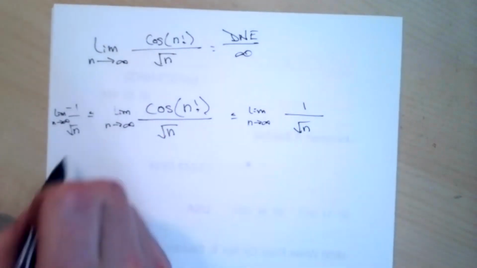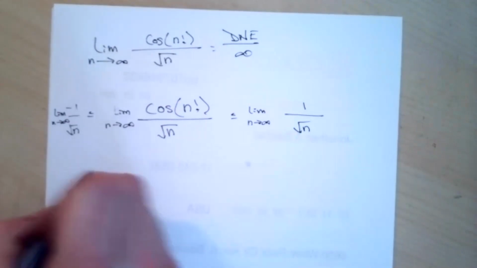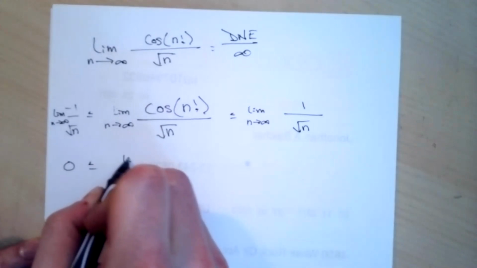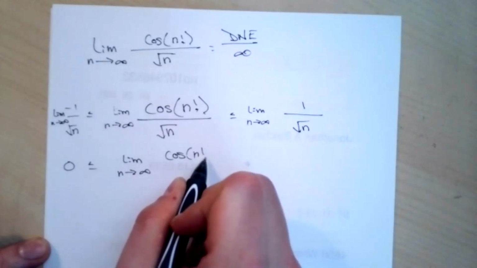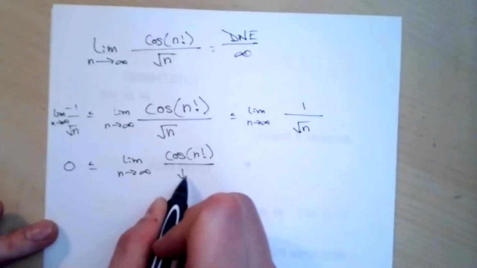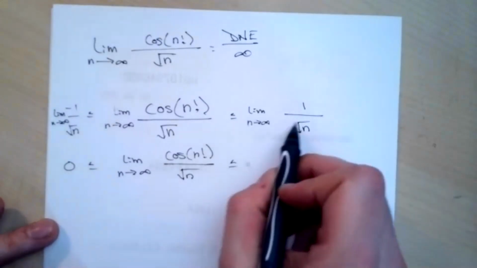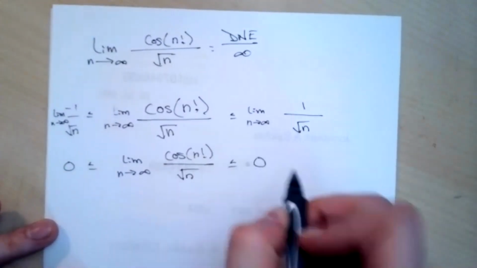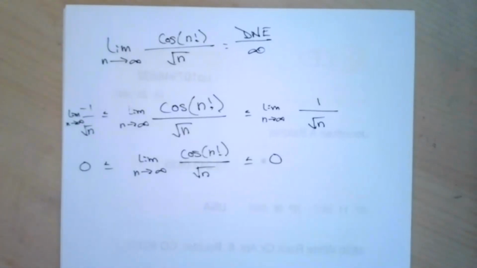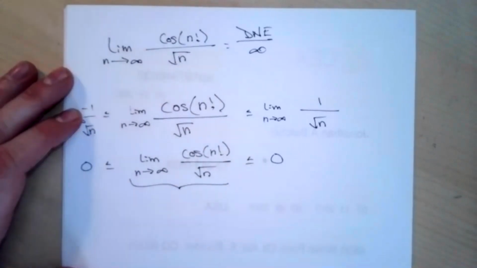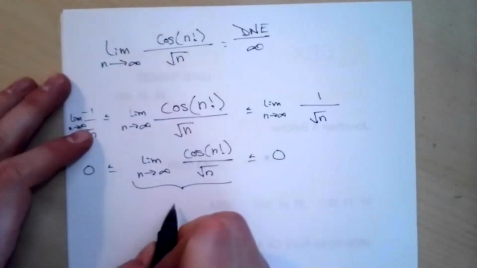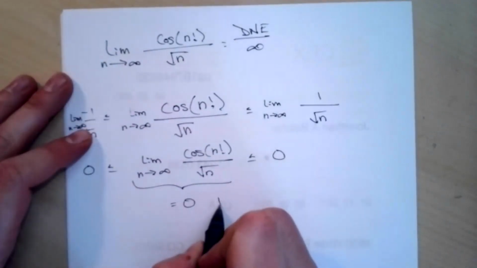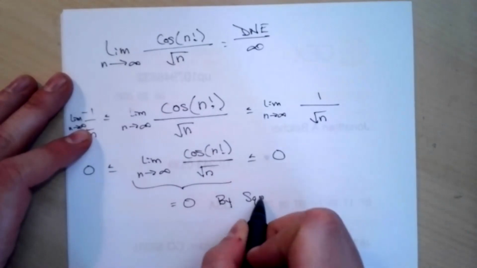And what do we get? Well, this limit, since the 1 is constant, the denominator is going to go to infinity, so that'll be 0. This is the one we're trying to figure out. And then again, this limit, since the denominator is going to get infinitely big, will approach 0. So here I have a sequence where at infinity, it's going to be between 0 and 0. So this guy has to equal 0 by the squeeze theorem.